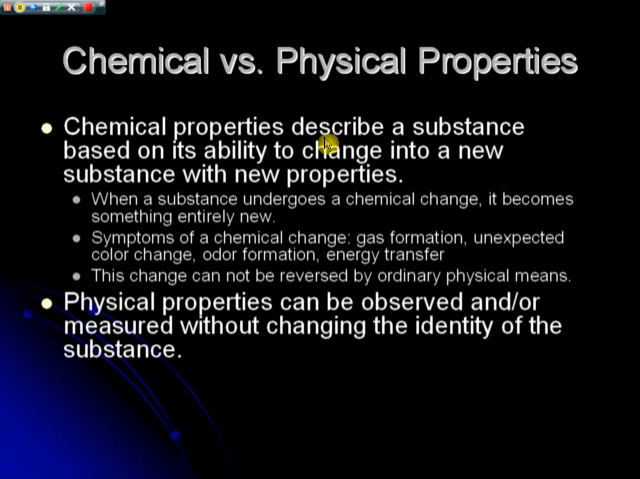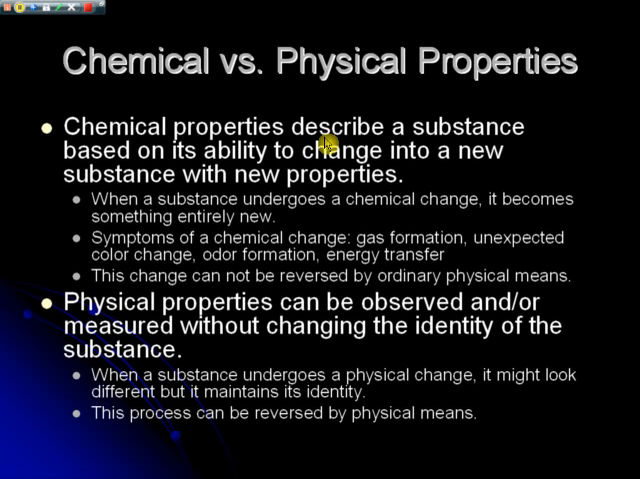Physical properties can be observed and or measured without changing the identity of the substance. When a substance undergoes a physical change, it might look different, but it maintains its identity. This process can be reversed by physical means. The easiest example of that is water. So you take water out of the freezer and it's in the form of ice, solid water. You leave that ice on the counter for some period of time and it's going to turn into liquid water.